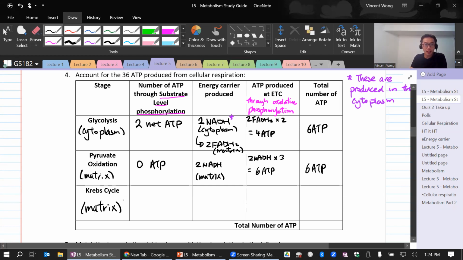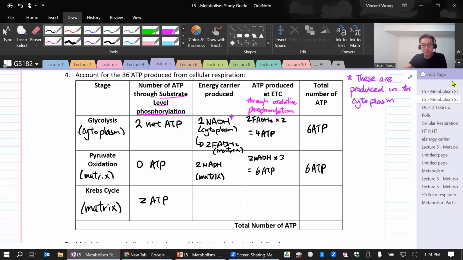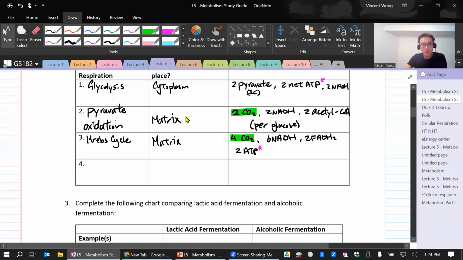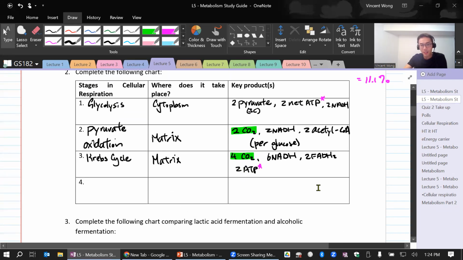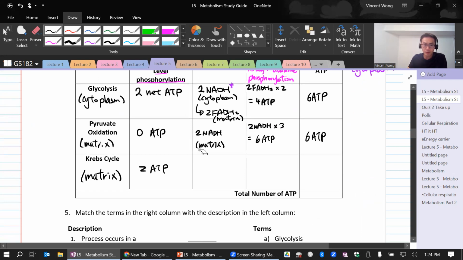Very good. Nice. So this is 2 ATP. If you don't know where these numbers came from, we actually wrote it down last time. From the Krebs cycle, we have 4 carbon dioxide, 6 NADH, 2 FADH2, and 2 ATPs, right? And if you have trouble memorizing these, that's okay. That's why I encourage you to have the cheat note, the help sheet, whatever you want to call it, as you're writing the test.